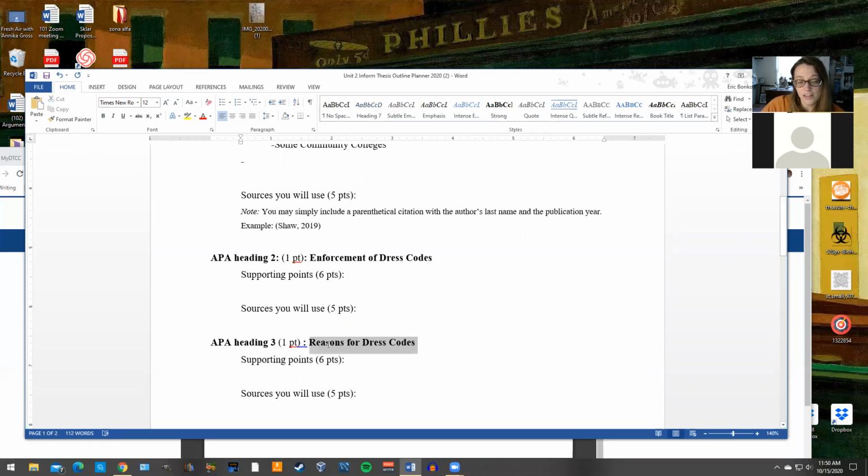As I'm looking at it, and this is what the revision process should be like, I think to myself, you know what, maybe the reasons makes more logical sense to come after. And so here I'm going to put enforcement of dress codes.